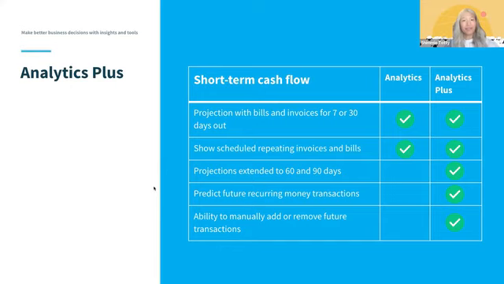With the Plus version, it gives you more customization, better clarity on your cash flow, and greater detail over your finances. It allows you to project cash balances even further, showing the next 60 or 90 days. It helps predict recurring cash transactions with the assistance of artificial intelligence. And it also gives you the ability to manually add or remove future transactions for future scenario or budget planning.